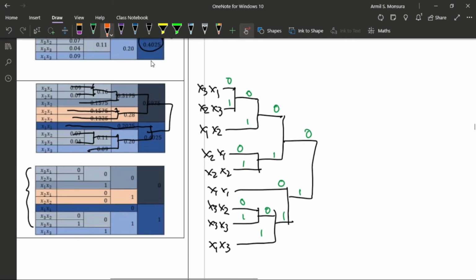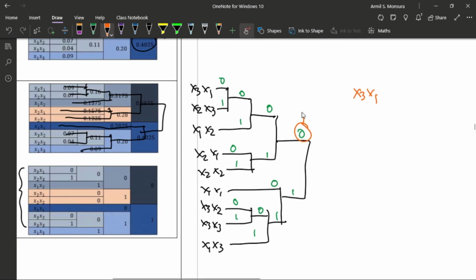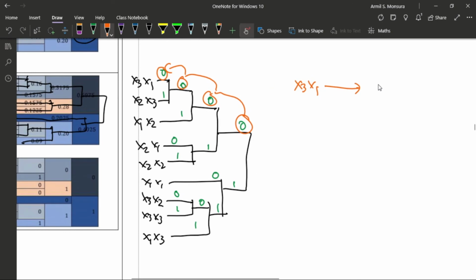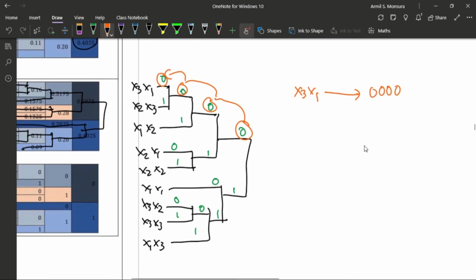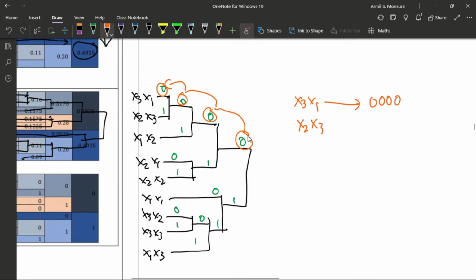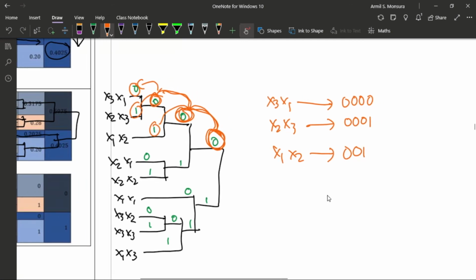Okay? So, yung X3, X1 natin would have the codes 0, 0, 0, and 0. Okay? So, yun yung magiging code nung X3, X1 natin, 0, 0, 0, 0. Okay, while for X2, X3, we'll have 0, then 0, then 0, then 1. So, we have 0, 0, 0, 1. Okay. Then, for X1, X2, we have 0, next is 0, next is 1. Okay? So, we have 0, 0, 1 for X1, X2.